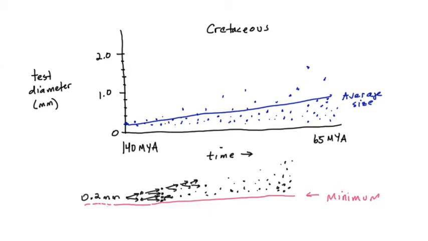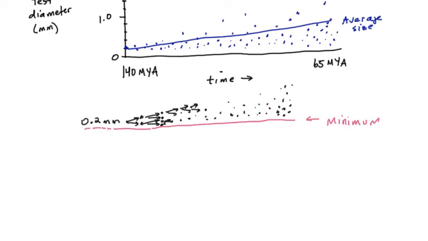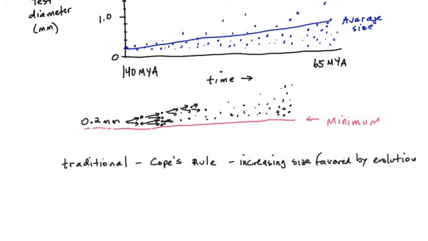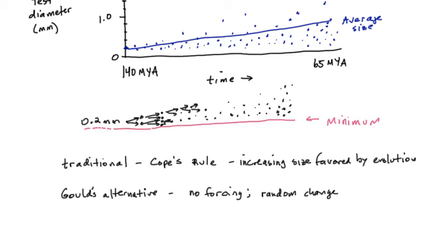So now we have two competing hypotheses to explain the pattern of increasing average size of foraminifera. One is the traditional view based on there being a general rule, Cope's rule, that says increasing body size is favored by evolution. Gould's alternative explanation is based on, well, no driving forces at all, just random change, but from a starting point that is very close to the minimum. Which of these two hypotheses is more parsimonious? I hope you said Gould's model.